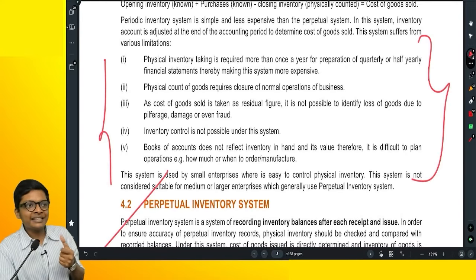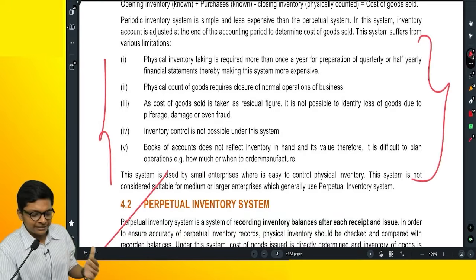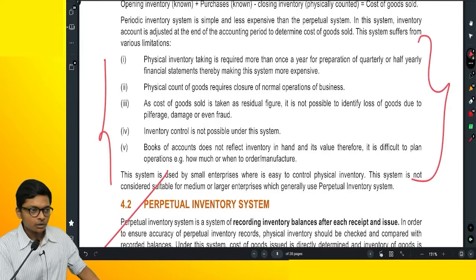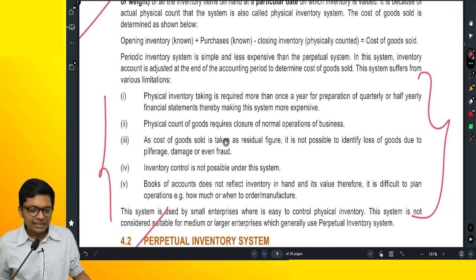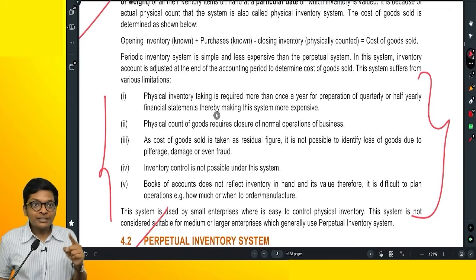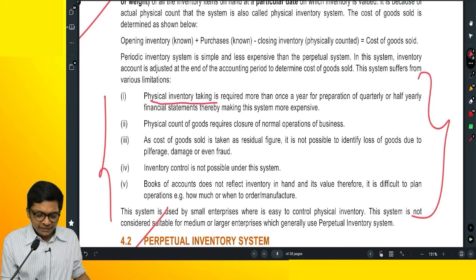Guys, we finished what is AS and NDAS. That's another theory. Go through that also. But this is the disadvantage of the periodical inventory system. What is the disadvantage? Physical inventory is required more than once.